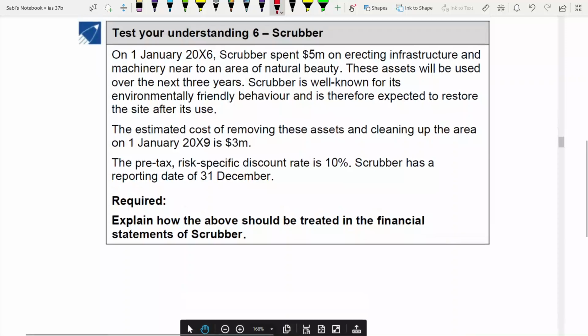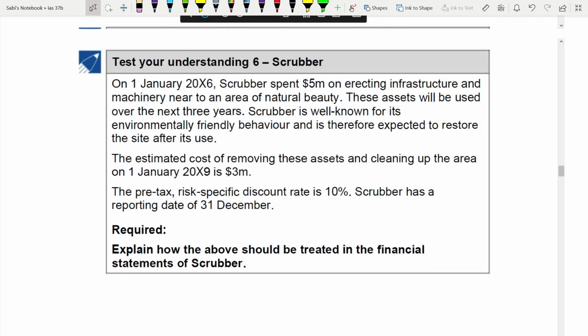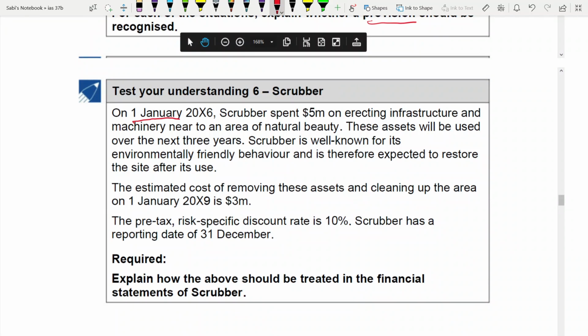Now we are moving on to test understanding 6. Okay. Explain how the above should be treated in financial statements. So on 1st of January 2006, you need to be a little critical in this one because it has to deal with 3 years. You need to deal with financial statements. Whenever they ask financial statements, it is about your P&L, it is about your statement of financial position. Especially these two things will be there.